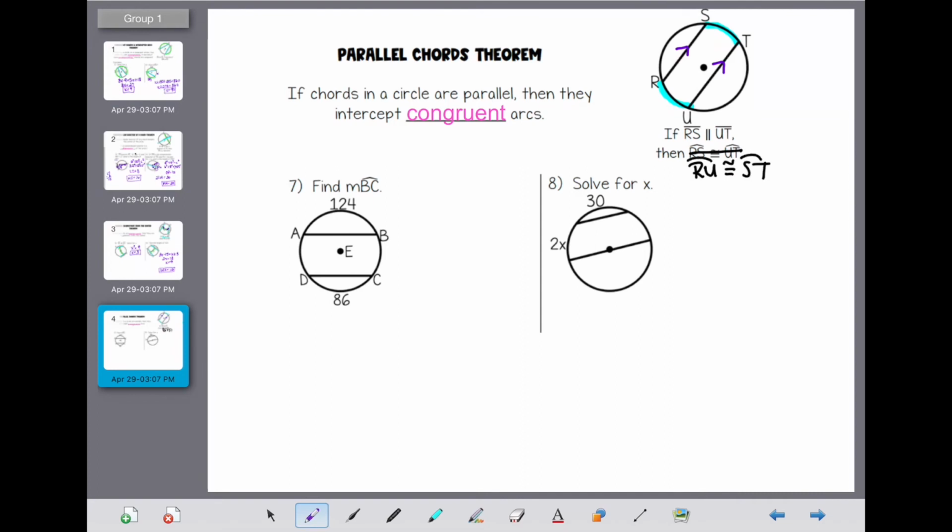Please note that RS and UT are not necessarily congruent to each other. And you can see that in the examples. Like right here, this chord and this diameter, they're definitely not equal to each other. They are two different sizes, but they are parallel, which means that we're going to have these arcs in between them that are congruent. So we're going from having parallel chords to congruent arcs.